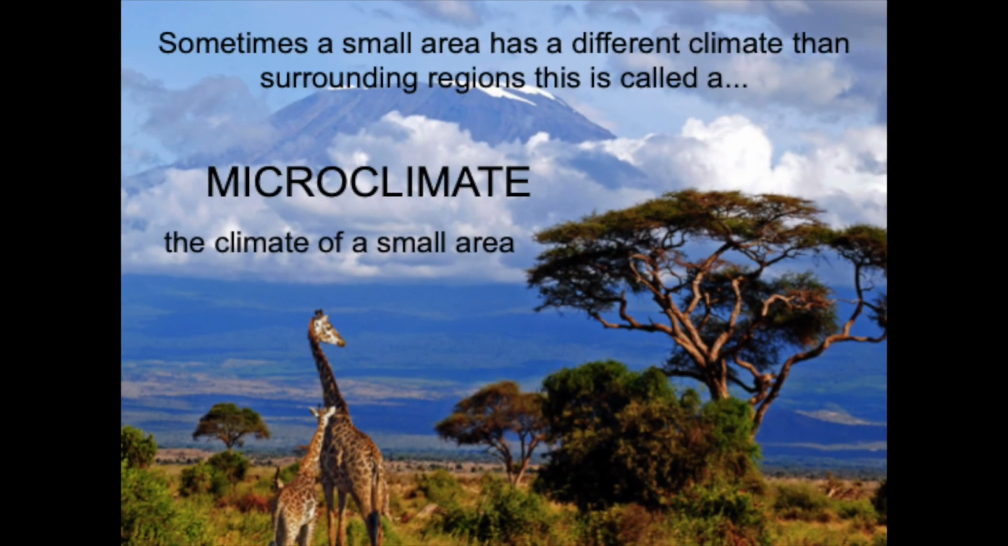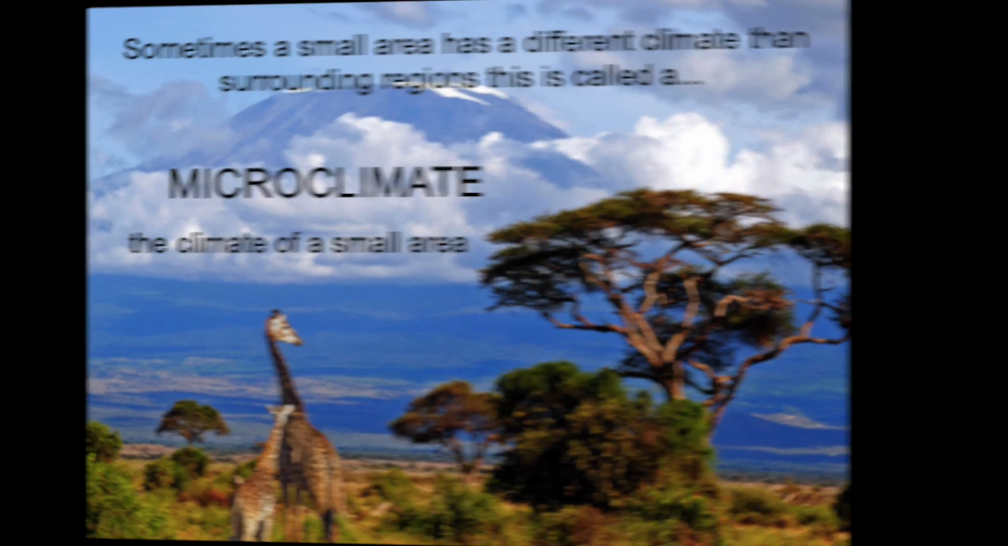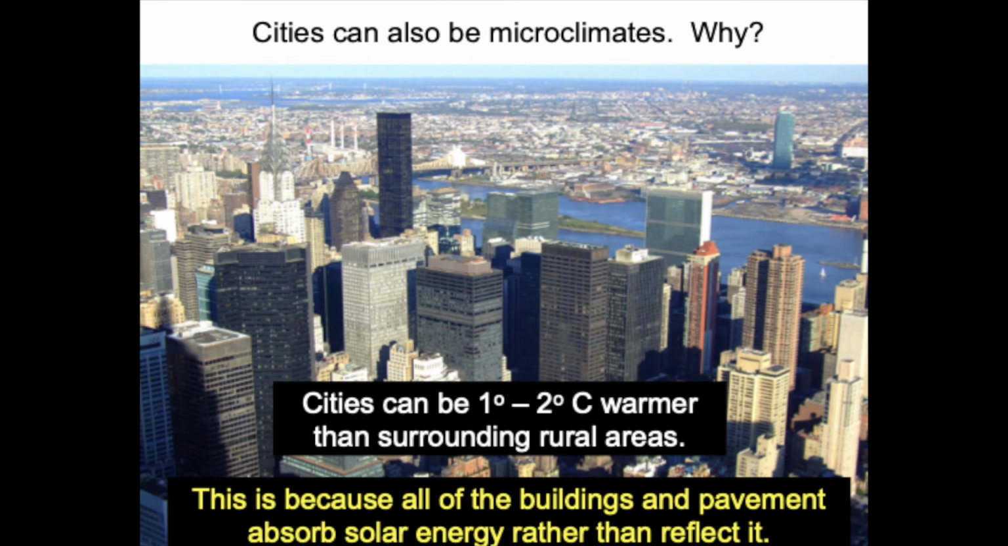Of course we have what's called a microclimate, the climate of a very small area. Sometimes a small area has a different climate than the surrounding region. In this particular case, they're focusing on Mount Kilimanjaro because it has a completely different climate than everything that surrounds it because of its altitude. But in other cases, like cities, they also have a microclimate.